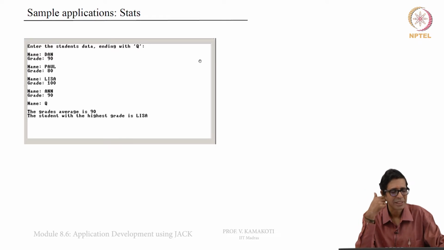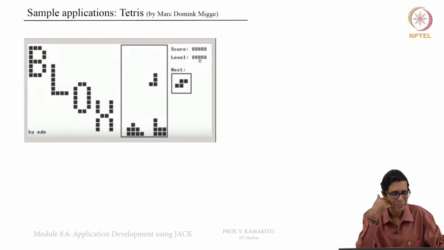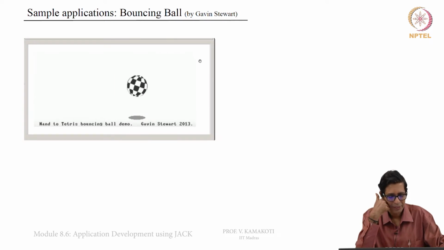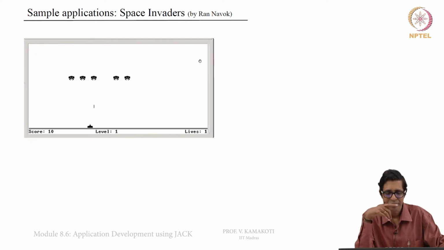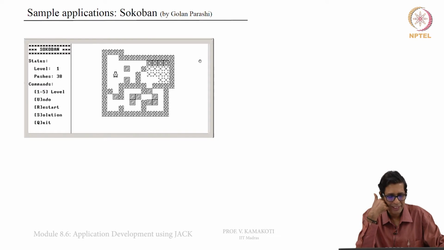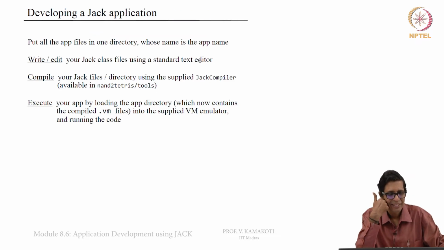So, we can do this. Basically we can declare an array and do this. This Tetris game, which we are finally going to play, is one application that has been developed. There is also an Ant to Tetris bouncing ball demo that has been created. These are the Space Invaders. Sokoban has been done using Jack on Hack.